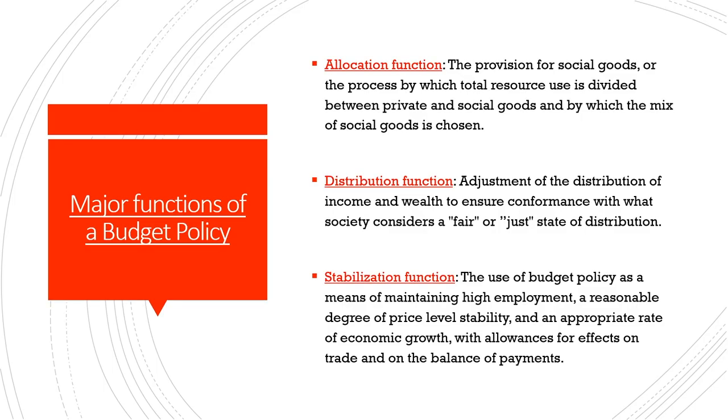Second is the distribution function. This basically requires adjustment of the distribution of income and wealth because of considerations of fairness and justice. And in today's world, where we live in modern democratic societies, where at least we try to bring down distinctions between caste and class and religion and race and so on and so forth. And we also understand that there has been historical discrimination carried out against different sections of the population. So, it becomes important for us to ensure that there is fairness and justice with regard to distribution of resources, because extreme poverty is unacceptable.